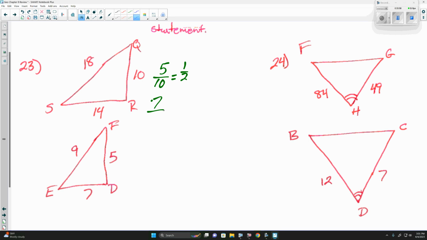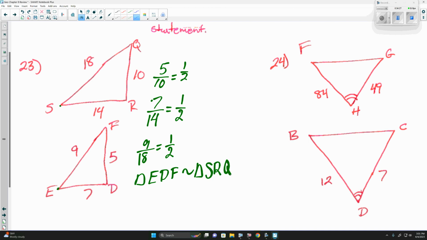The next biggest side on the bottom triangle is 7. The next biggest one on top is 15. And the last one we have is 9 over, which is, so are these two similar? Yeah. So we can say triangle EDF is similar to triangle, so since I started out at E, this triangle would be SRQ. We could say by side, side, side.